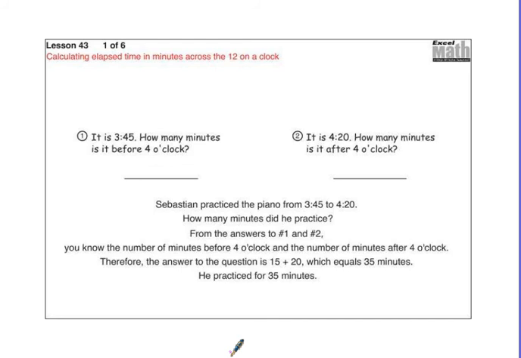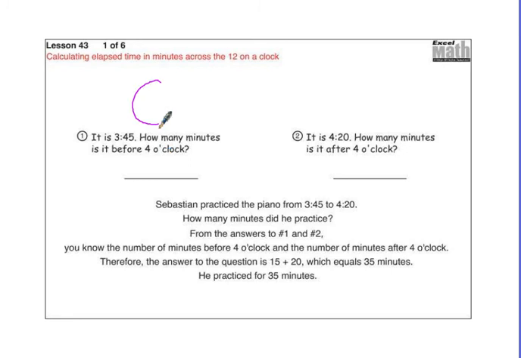All right, this is 6th grade Excel, lesson number 43, calculating elapsed time in minutes across the 12 on a clock. We're going to be looking at how much time. Elapsed time means how much time has gone by from one time to the next. Here's our first sample problem, and we're going to work through it step by step so you can see how a more complicated problem would be done. It is 3:45. How many minutes is it before 4 o'clock?